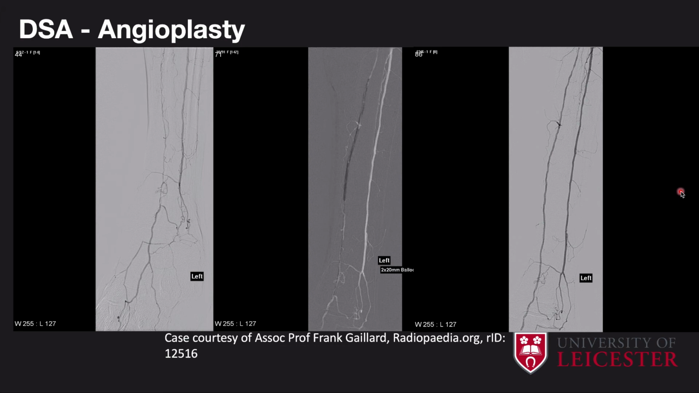Besides blocking of vessels that are bleeding, we can open up narrow arteries with an angioplasty balloon. The image on the left here demonstrates diseased arteries of the anterior tibial artery. The image in the middle shows an angioplasty balloon being inflated and it stretches out the artery. And the final result is shown here on the right, where the flow of contrast is much improved compared to the original image.